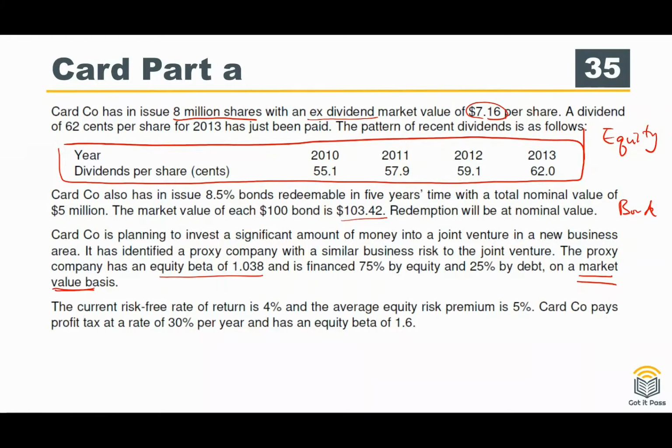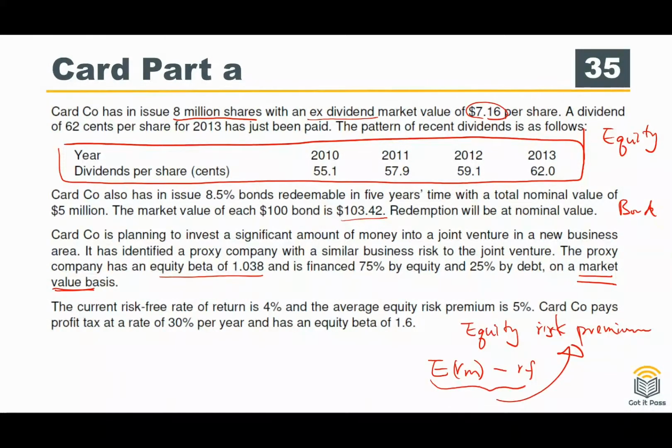So the assumptions given to you are the risk-free rate at 4% and the equity risk premium at 5%. The Card company pays profit tax at 30% per year and has an equity beta of 1.6. And here I need to explain the equity risk premium. The equity risk premium should be the expected market return minus the risk-free rate.